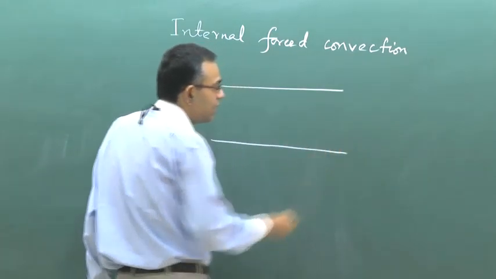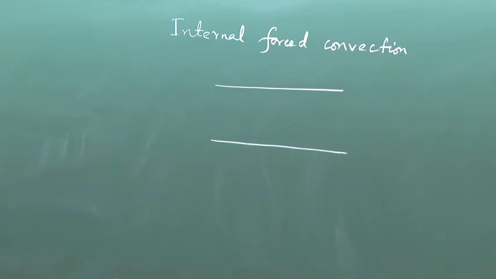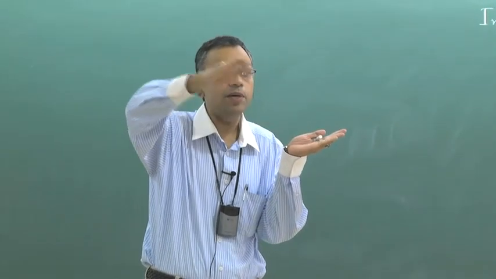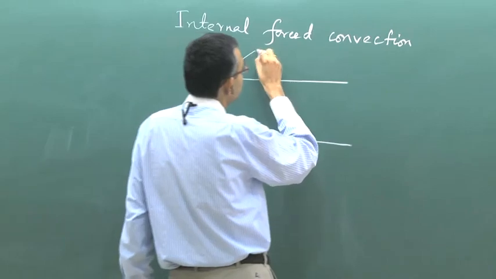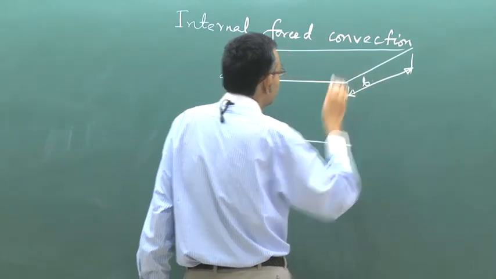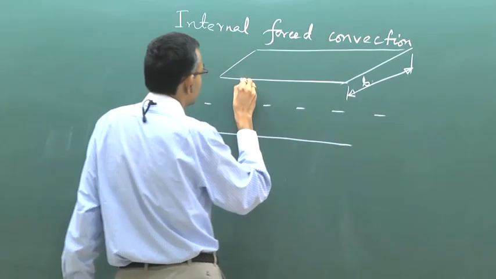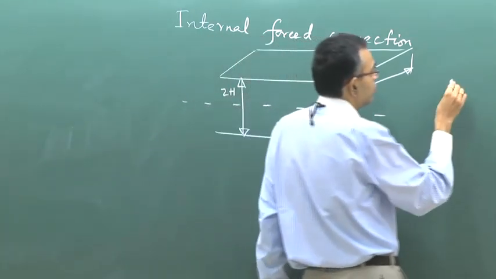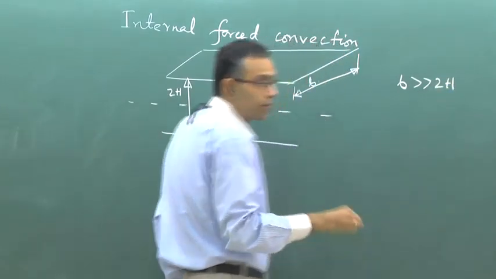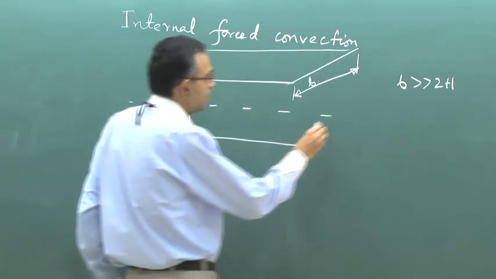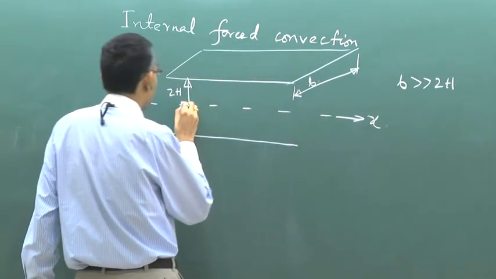So let us, for simplicity, consider something which we call a parallel plate channel. What is a parallel plate channel? It is essentially two parallel plates where the width of the plate is infinitely large compared to its other dimensions. So if you have a channel like this, let us call this dimension B, and let us call this 2h. So B is much, much greater than 2h, so that it is basically a flow taking place in the xy plane.